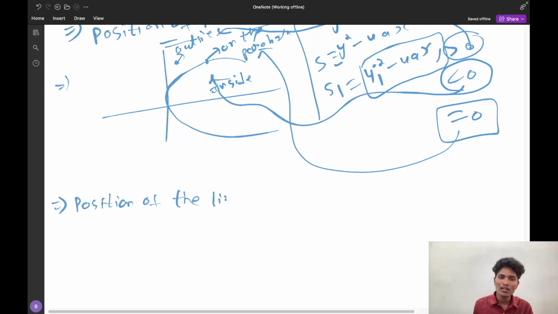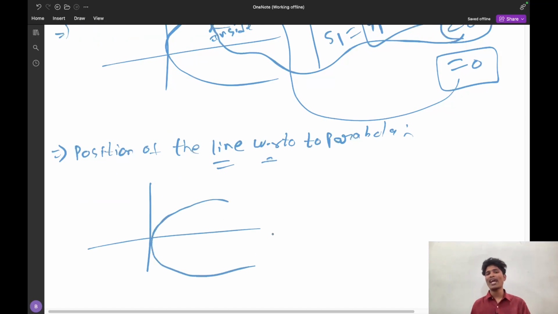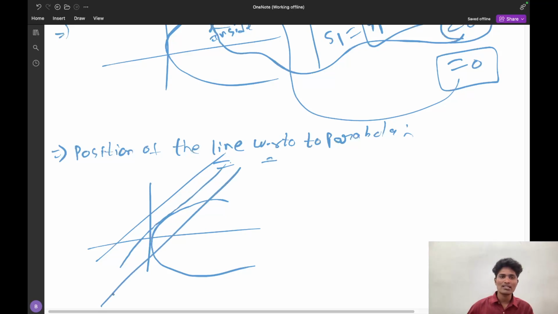of the line with respect to the parabola? This is a main important thing. Now I am going to discuss the line. If you observe carefully, this is a parabola. How many cases are possible? The line can be like this, like this, or like this. What are the three different lines we are discussing here?